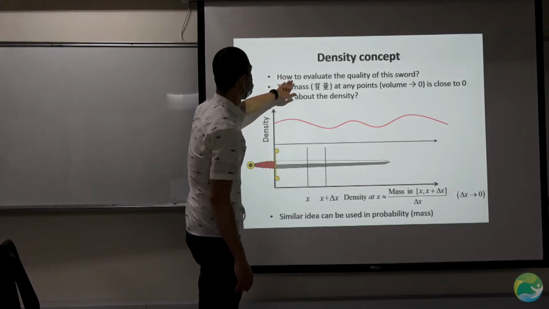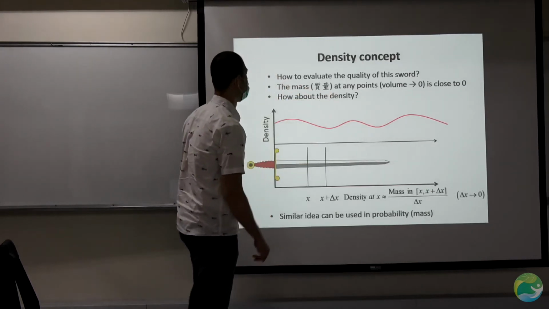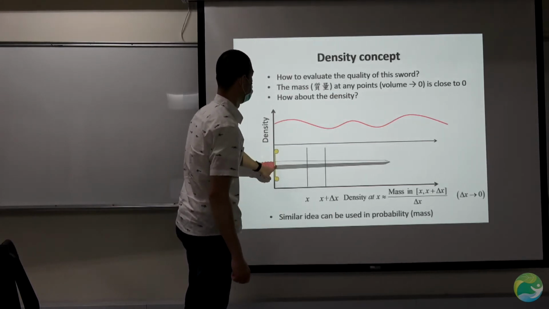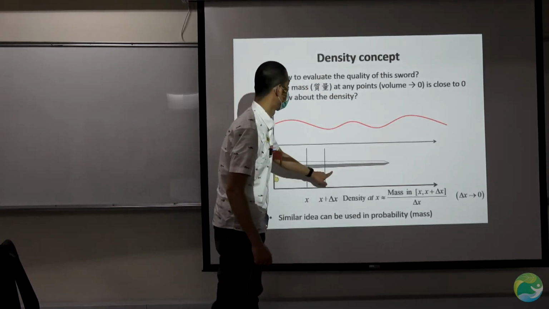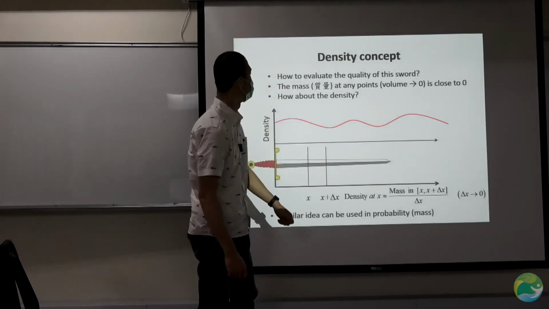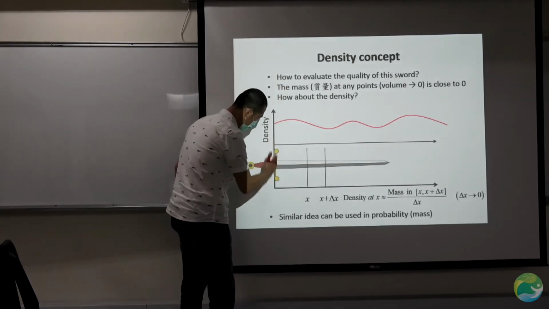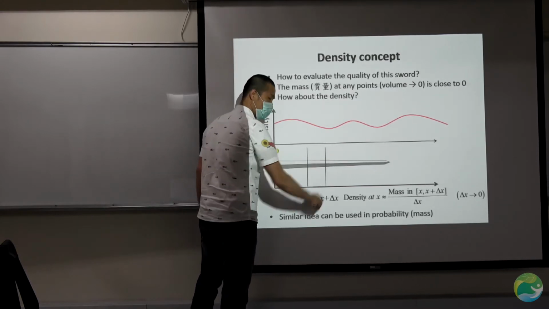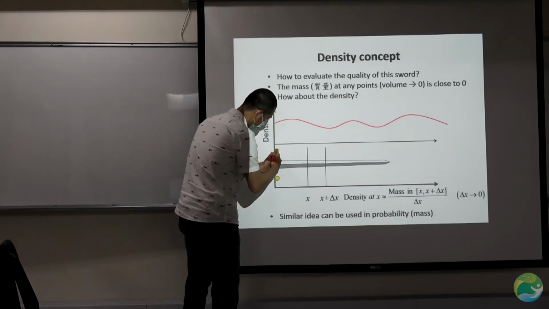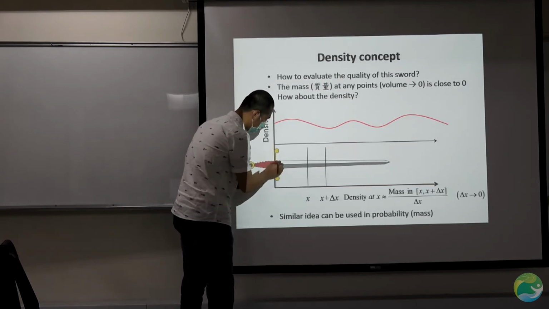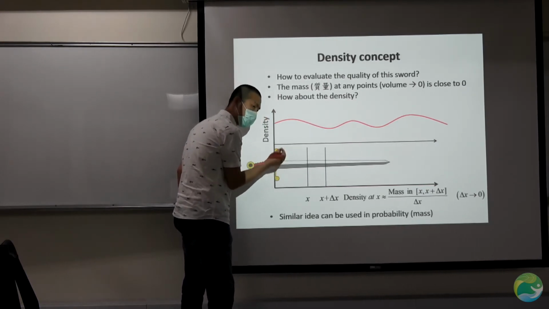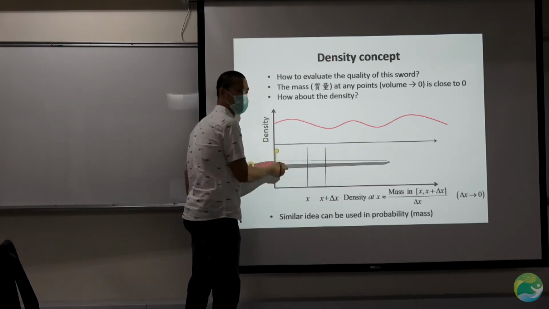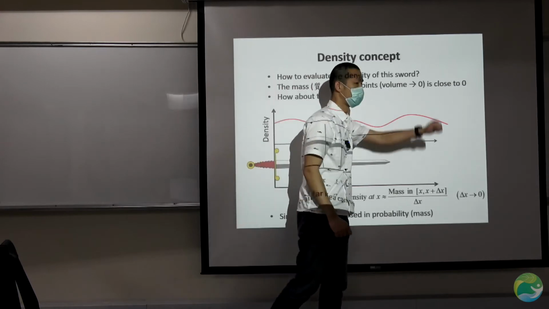So how to evaluate the quality of this sword? The mass, we call 质量, right? At any point is close to 0. Why? Because I'm going to cut this sword into very small thin pieces. So if I use the machine to cut very small pieces, it's just very, very small. So the mass is almost equal to 0, right?